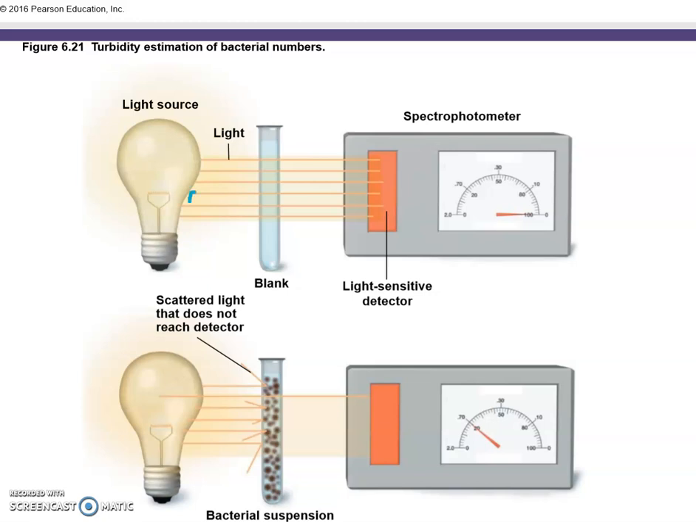You can tell that here the light is unobstructed, so you get 100% transmittance, 0% absorbance. Down here you have particles in your solution. You don't know whether they're alive or dead, but nevertheless they will scatter the light, and the amount of light that's coming through is much less. So now you're going to have less than 100% transmittance and some amount of absorbance, and that can be correlated back to bacterial numbers.